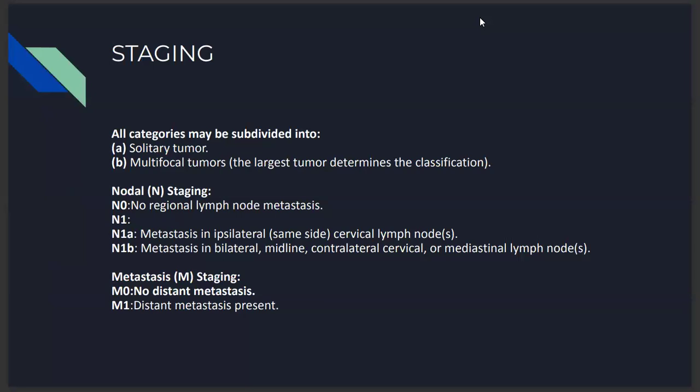All categories may be subdivided into solitary tumor or multifocal tumors. The largest tumor determines this classification. Nodal staging: N0, no regional lymph node metastasis. N1, which is N1A and N1B. N1A: metastasis in ipsilateral, same side, cervical lymph nodes. N1B: metastasis in bilateral, midline, contralateral cervical, or mediastinal lymph nodes. Metastasis staging: M0, no distant metastasis. M1, distant metastasis present.